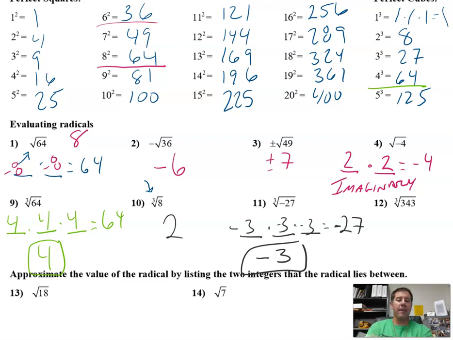Number 12. A little bit trickier now on number 12. This number is not on our list. So now you might want to go grab your calculator and play around a little bit and just start figuring out, is 6 times 6 times 6 343? I'm going to give you a little hint. It is not. 6 cubed, I'm going to add a few numbers that we're going to need to know later on. 6 cubed is 216.